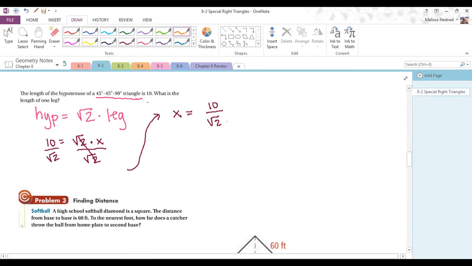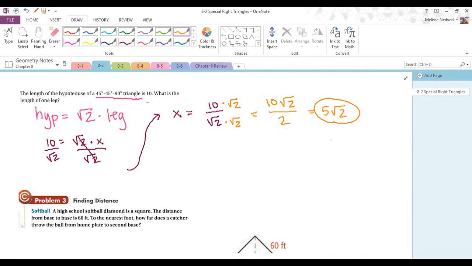We don't want to leave the square root in our denominator, so we need to rationalize that denominator by multiplying both top and bottom by the square root of 2. My numerator becomes 10 root 2 over square root of 2 times square root of 2 is 2. And that last step is to simplify those integer values if you can. 10 divided by 2 is 5 square root of 2. So my missing leg in this case is 5 root 2.